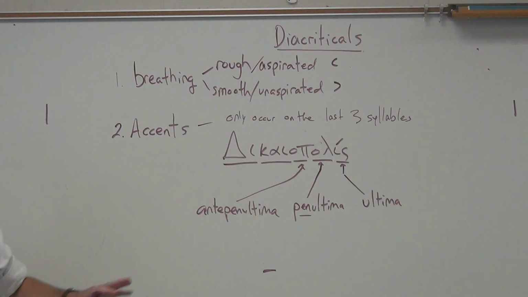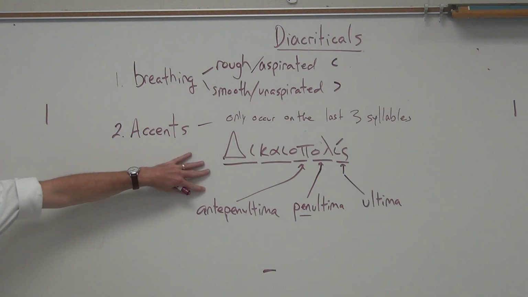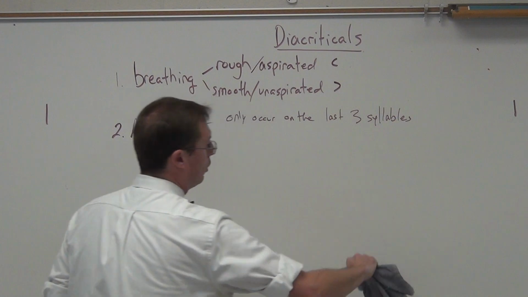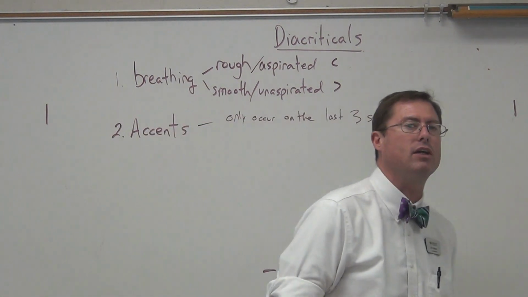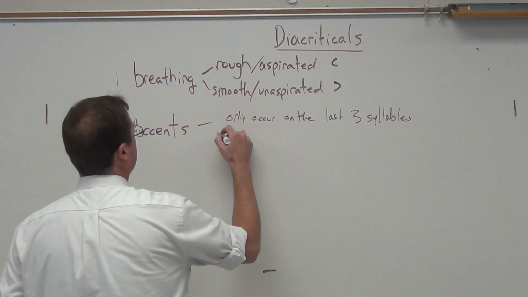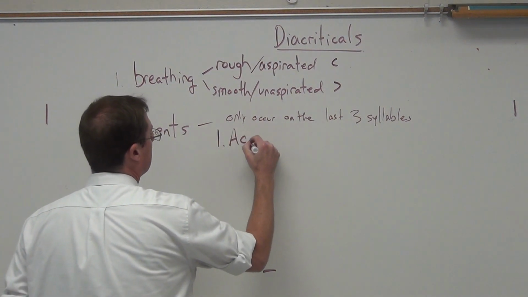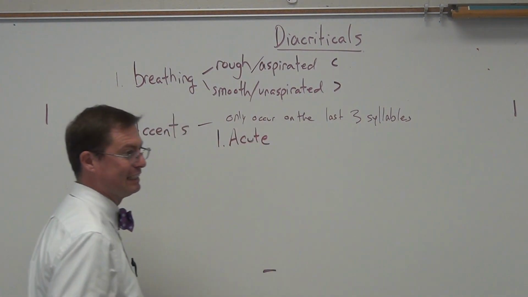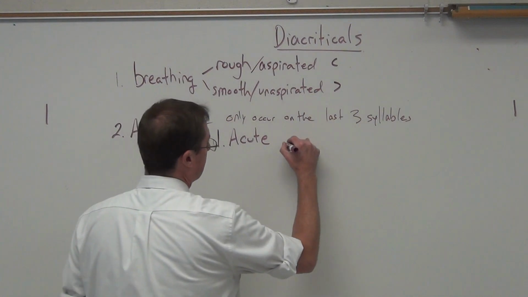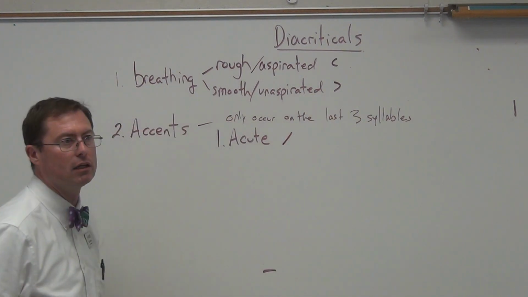So, am I good to erase this right here? All righty. There are three accents. They all have a particular name, and they go in a particular spot. The first and most common of all accents is the acute accent. The acute accent is a little line of positive slope that is going to obviously go above the syllable.